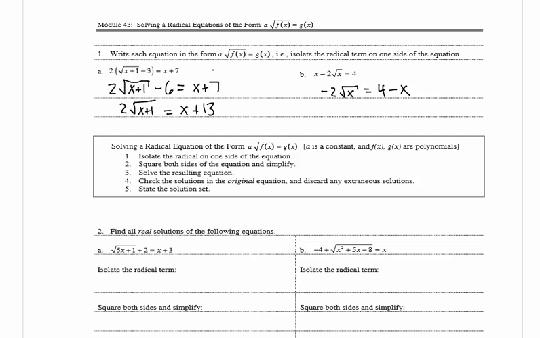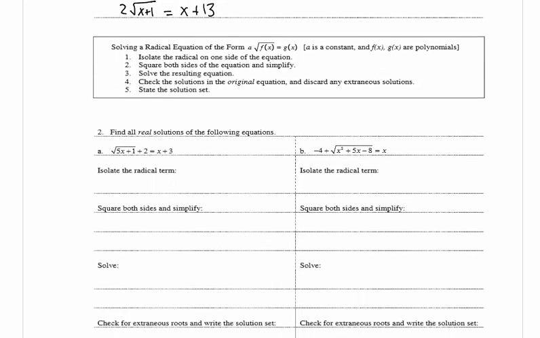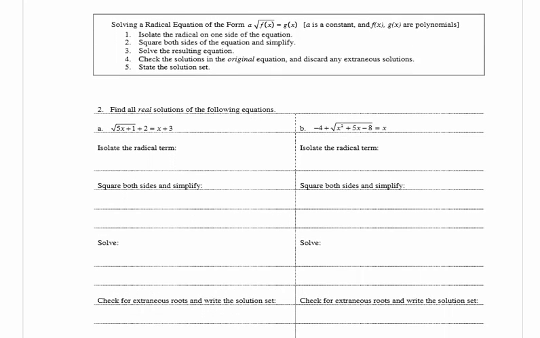And now we're in the form of a times the square root of f of x is equal to g of x. And they give us some rules on solving a radical equation of the form a times the square root of f of x is equal to g of x. And we'll see these steps in the examples to come. For 2, it says find the real solutions of the following equations. A, we have the square root of 5x plus 1 plus 2 is equal to x plus 3.